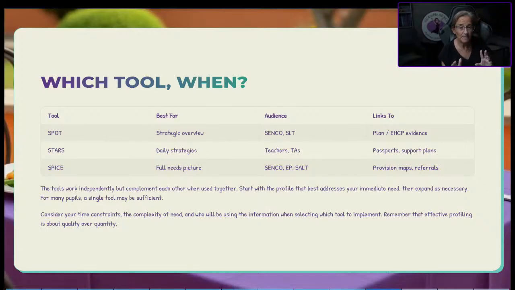So they can work independently, but they can complement each other. Start with one that best suits your need, and you can expand if necessary. You don't need all of them for every student. But if you're putting a student on the SEN register, you probably need at least one of them. Or if you're trying to replace your plans, your passports, your profiles, your provisions, then you might want to look at the S's instead of the P's.